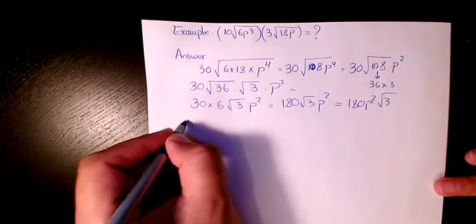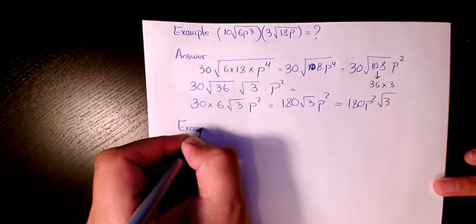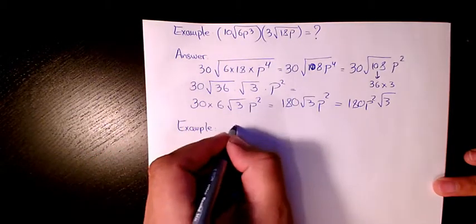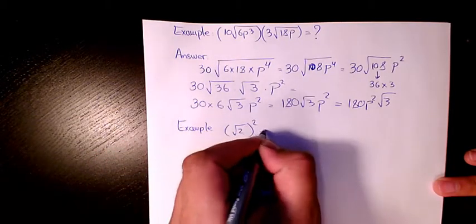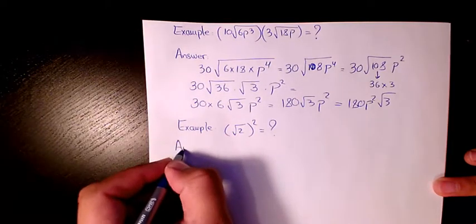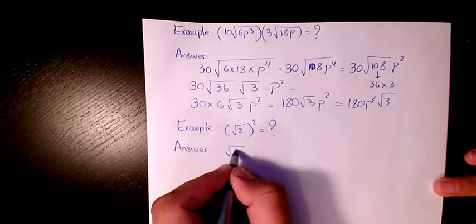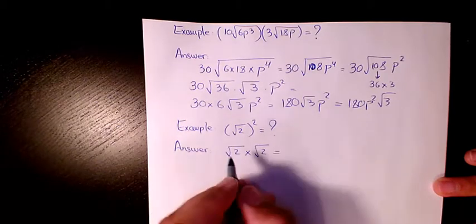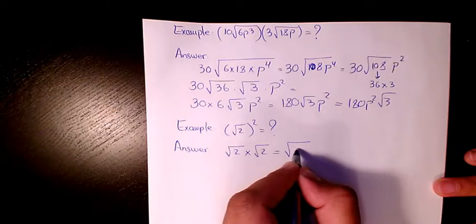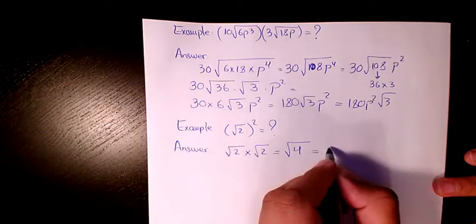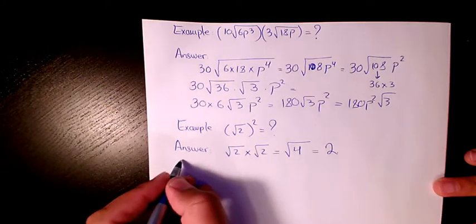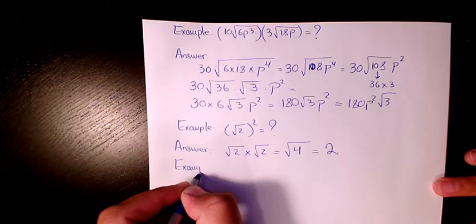Next example, root 2 to the power of 2. Answer. Root 2 to the power of 2 is going to be root 2 times root 2. Root 2 times root 2 is going to be root 4, and the square root of 4 is 2.